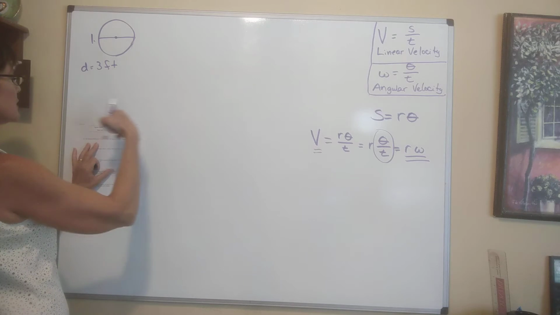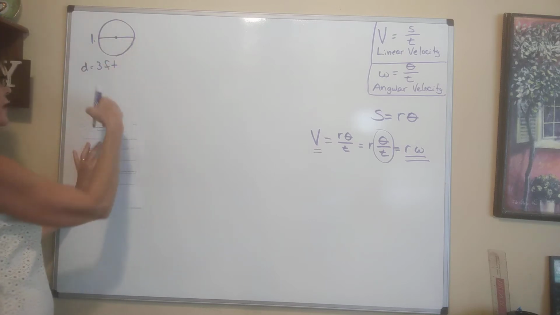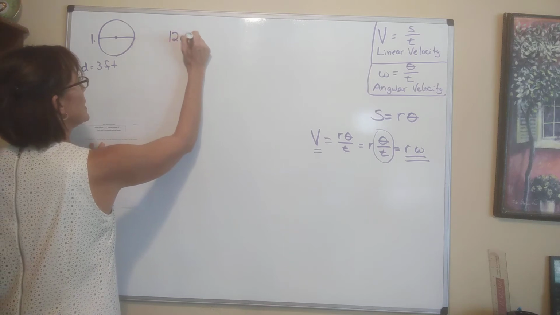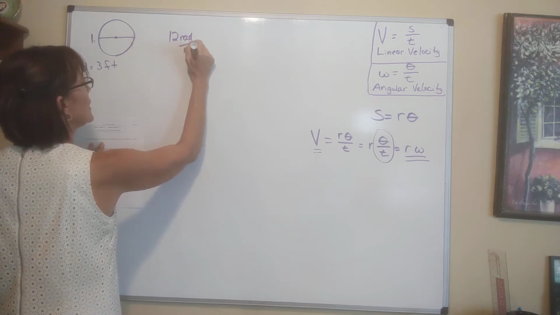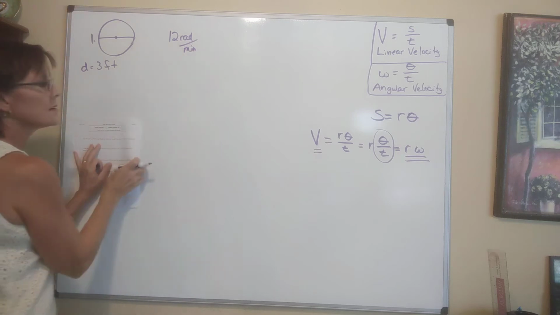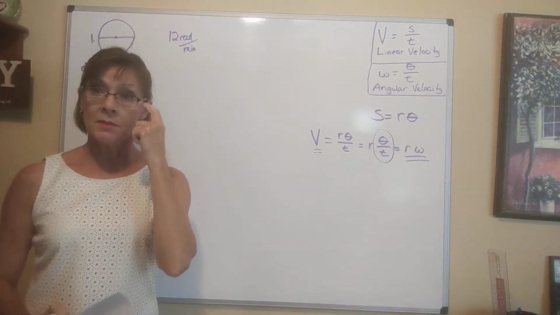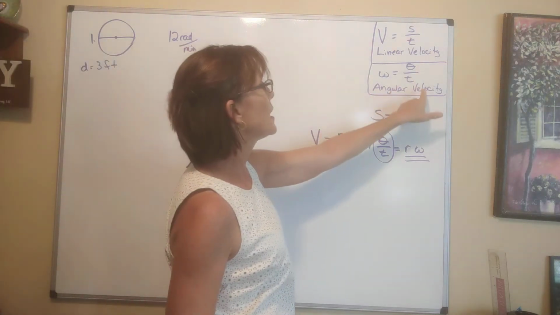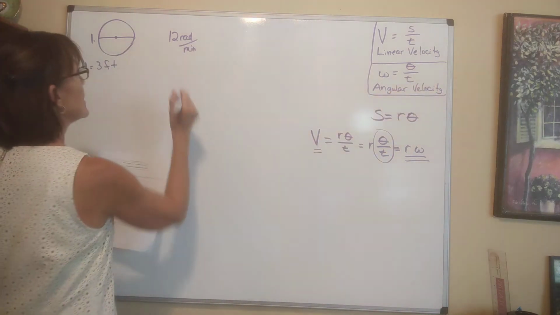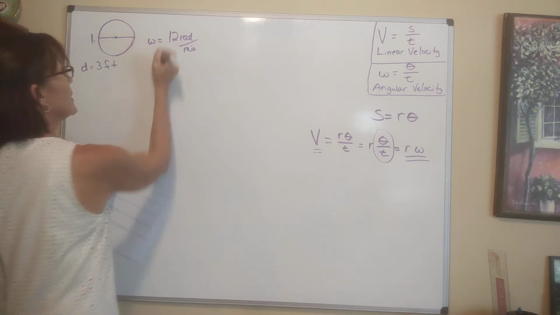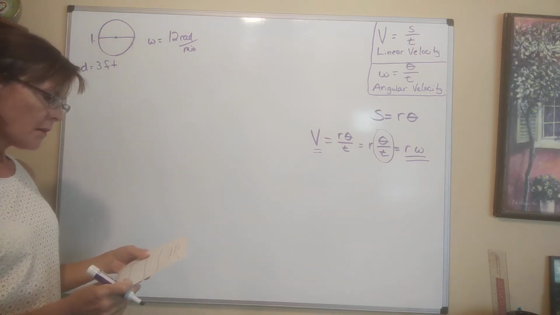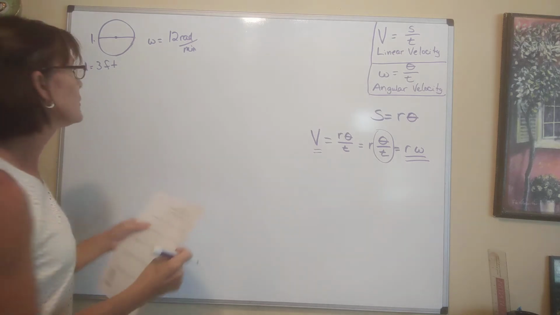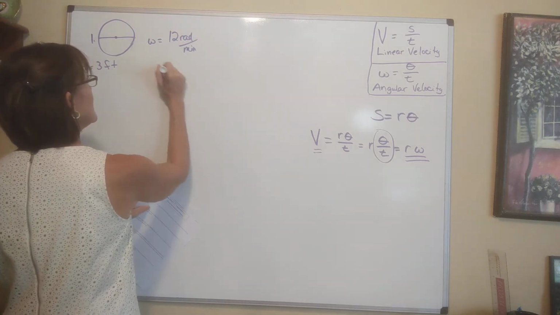And it says the wheel is turning at a rate of 12 radians per minute. When I hear those units, that is telling me radians is a measurement of angle per time. Angle per time is angular velocity. That is telling me what omega is. That's what they gave me. And then it asks, what is the velocity of a point on the wheel in feet per minute?